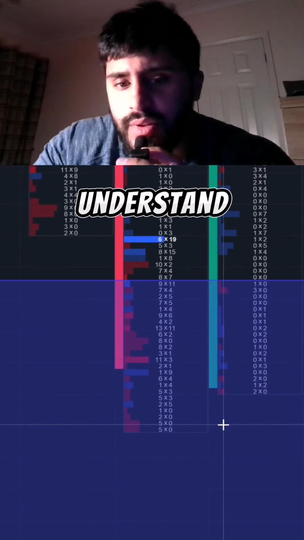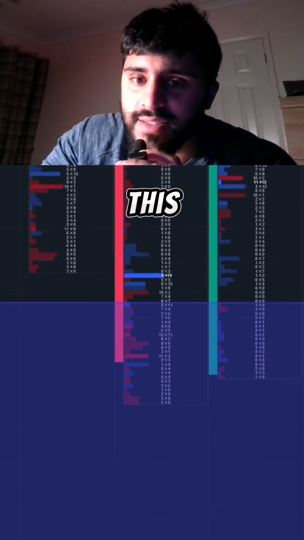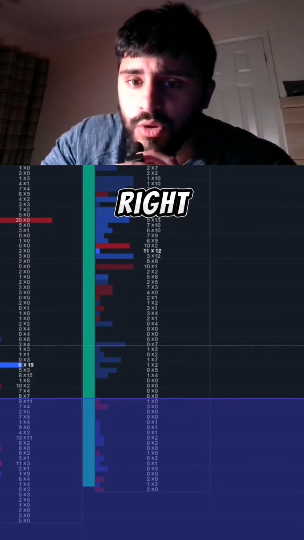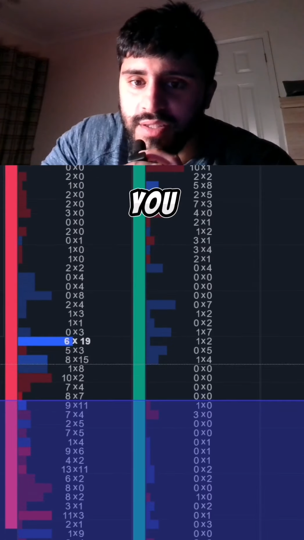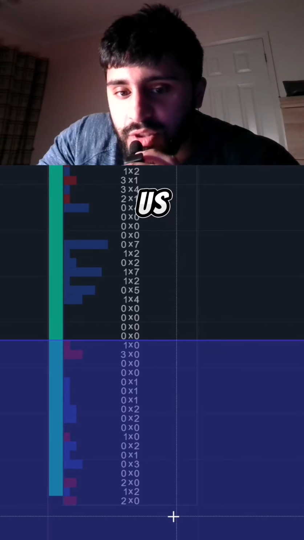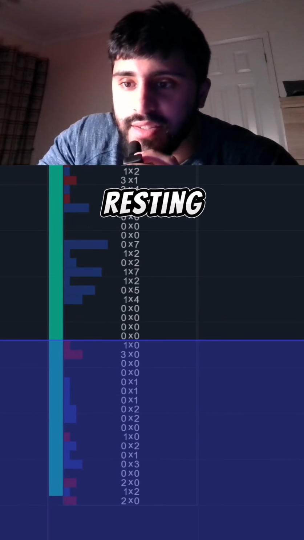But what you want to understand with these sellers is that they were unable to break the level, right? This level was able to hold pretty successfully, and these sellers failed. What's also more interesting is that when you understand the volume and the bid and the ask, it is presenting us with so many zeros. We see literally over 50 zeros resting in this area.